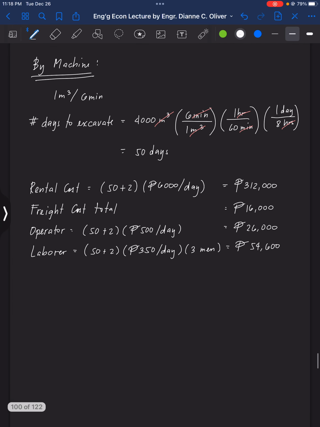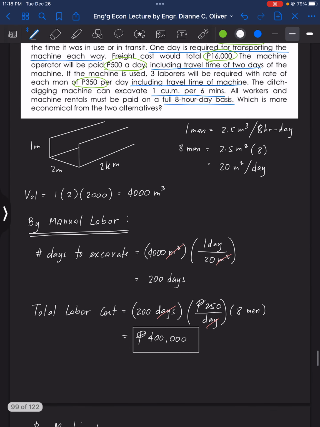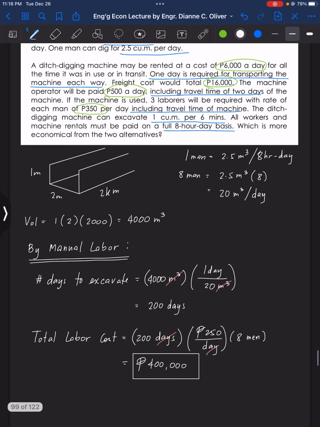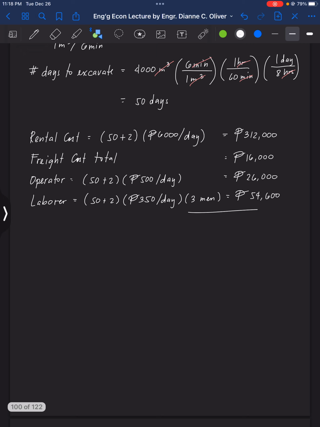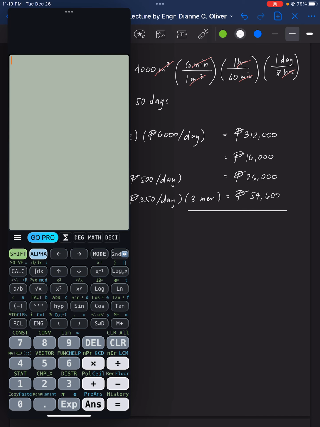Okay, so that's the total here. So there's no other item. So we can now get the total cost. So 312,000 plus 16,000 plus 26,000 plus 54,600. That is a total of 408,600 pesos.